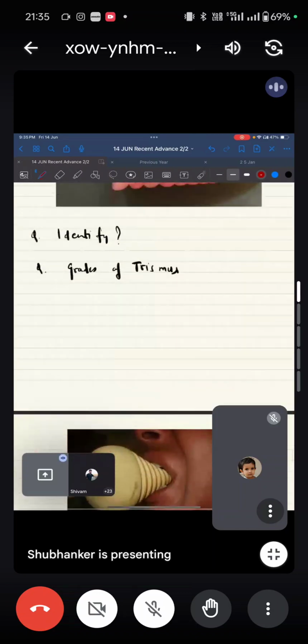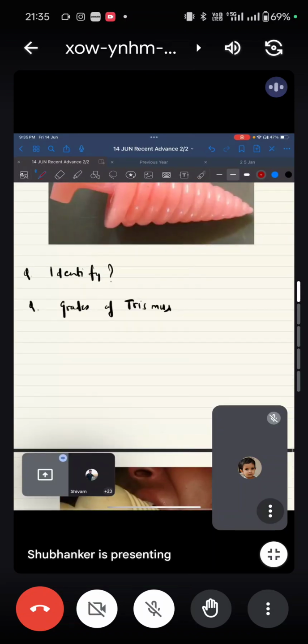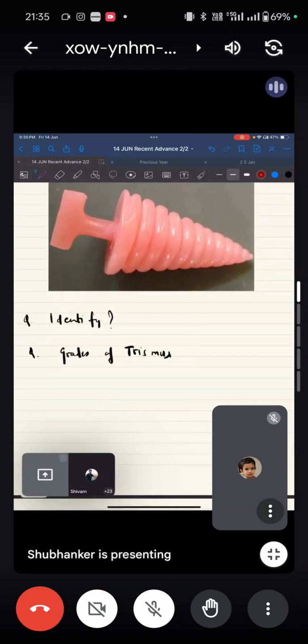The name of this device is, see, even if you don't know the exact name of this component, if you go to the questions, identify, and the second question is grades of trismus. Now your mind should start working that this image has something to do with trismus. So the answer is threaded, tapered screw. This is used for trismus.